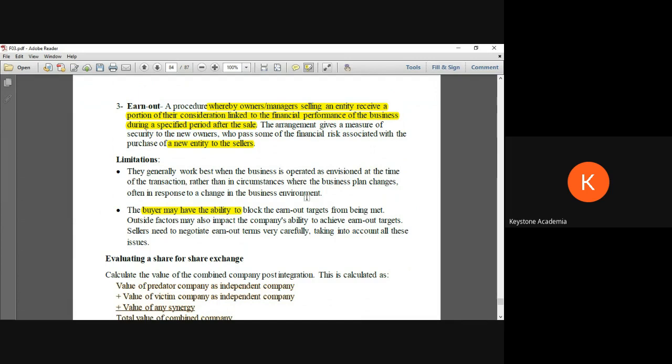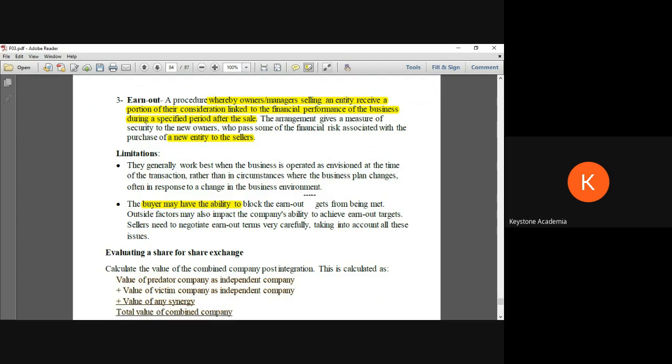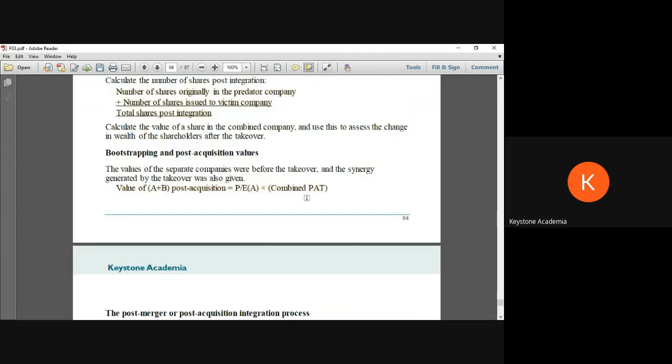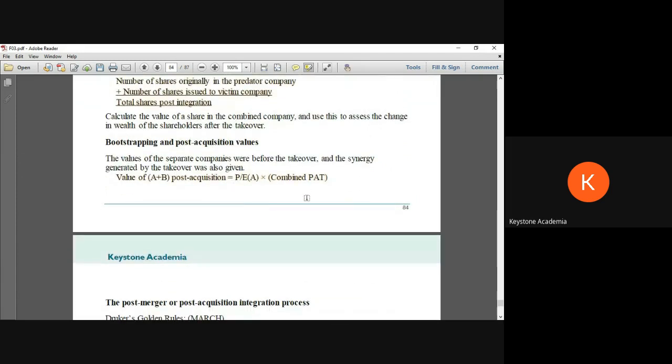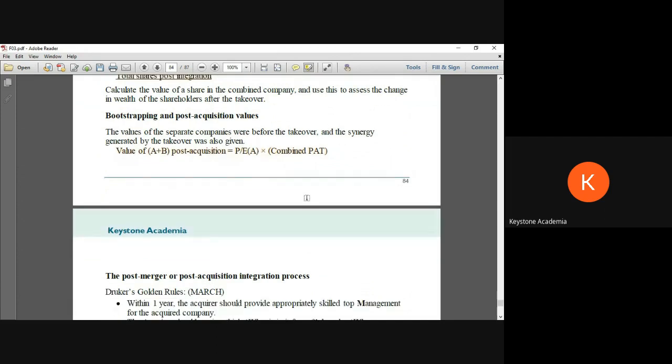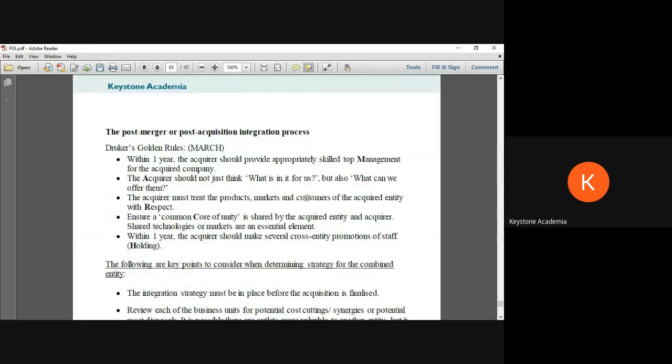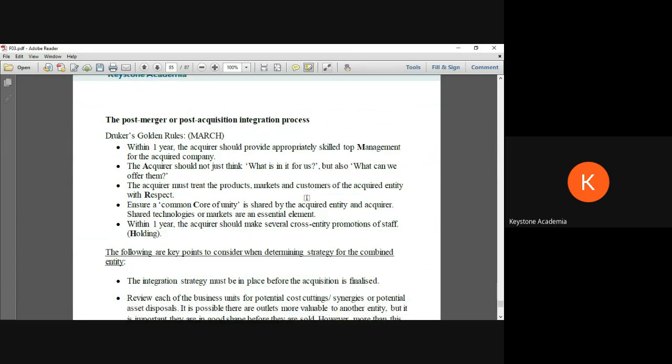All right. So this is the third option we have. Then evaluating share for share exchange is just about the valuation of the company. Okay, then the last thing we have is Drucker has come up with some integration process. So this guy has given some 5 golden rules for any acquisition or mergers, which can help in integration.